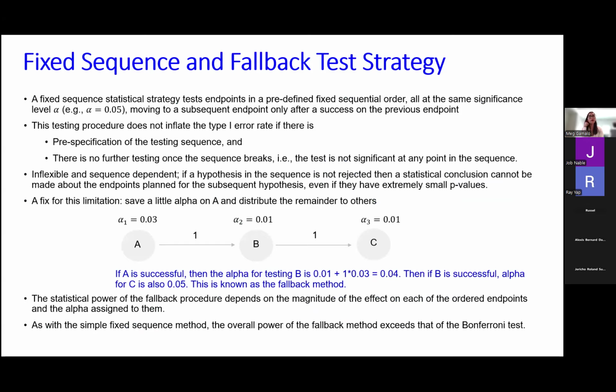So we have what we call the fixed sequence and fallback strategy. We can potentially divide the initial alpha allocation, which is 0.05, into three parts. One could be 0.03, one could be 0.01, and one could be 0.01. In such a way that if A is successful, we can transfer everything to B. Therefore, B will be tested at 0.03 plus 0.01, which is 0.04. And then if B is successful, we can test C at the full 0.05 level. Next, please.